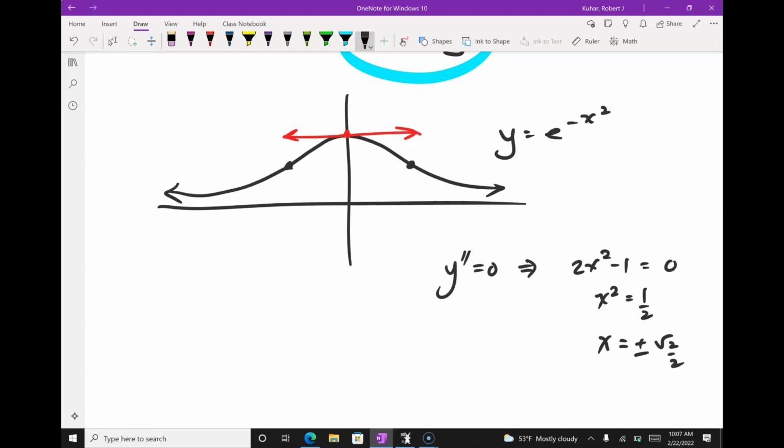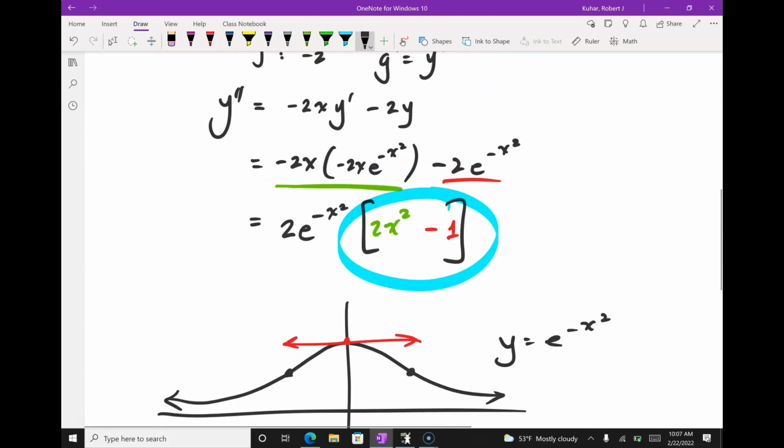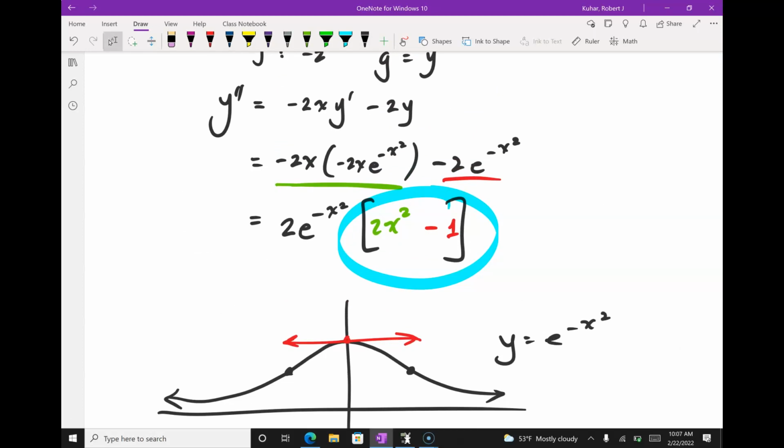Yes? Can you go up for like 1 second? Only a tiny bit. Yeah, like right there. Okay, cool.